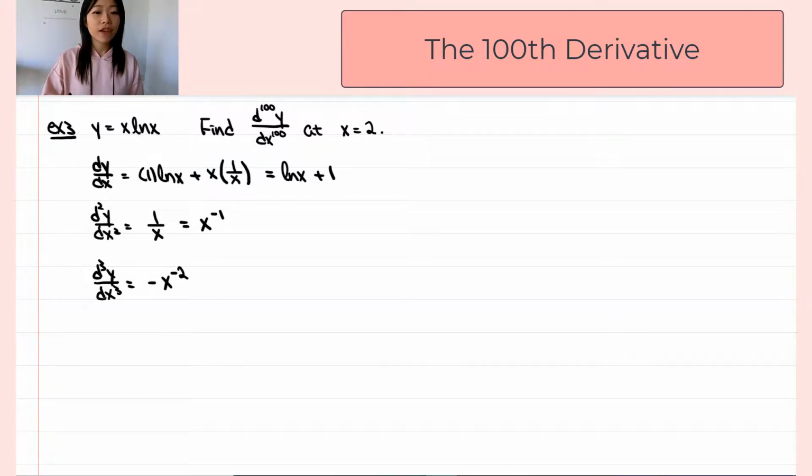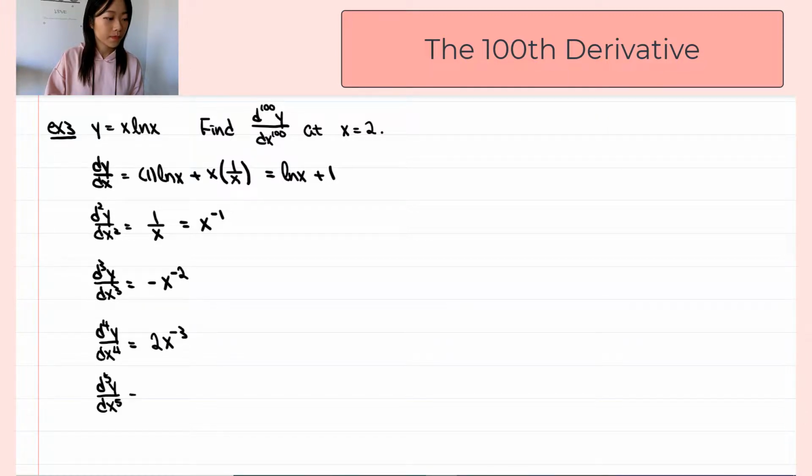If you couldn't see the pattern from the third derivative yet, then just take a few more derivatives. Let's find the fourth derivative. So the fourth derivative is the derivative of negative x to the power of negative 2, which is 2 times x to the power of negative 3. How about the fifth derivative? It will be negative 6 times x to the power of negative 4. Now can we write down a pattern for the nth derivative?